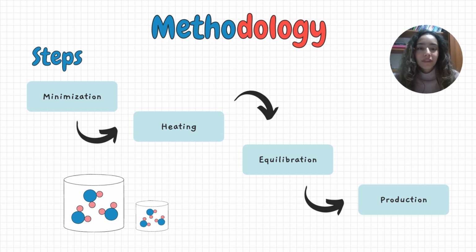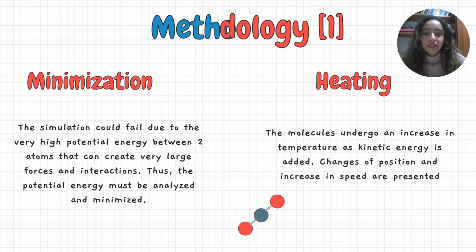The methodology consists of four phases: minimization, heating, equilibration, and production. Minimization: the simulation could fail due to the very high potential energy between two atoms, which can create very large forces and interactions. Thus, the potential energy must be analyzed and minimized. Heating: the molecules undergo an increase in temperature as kinetic energy is added. Changes of position and increase in speed are presented.